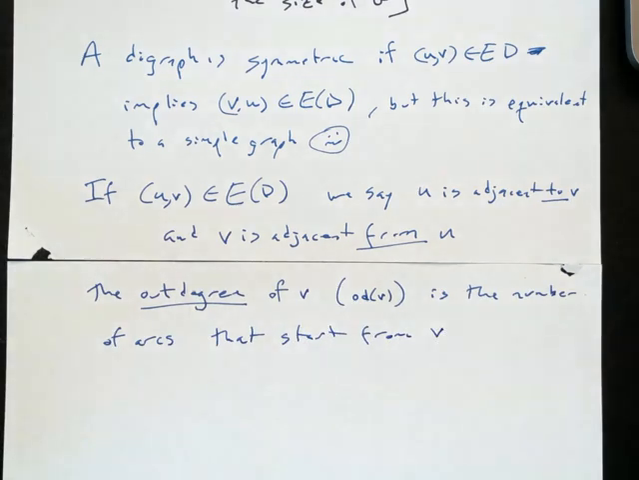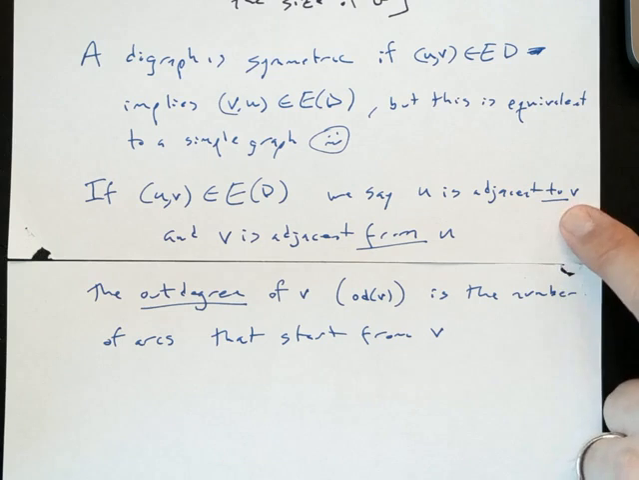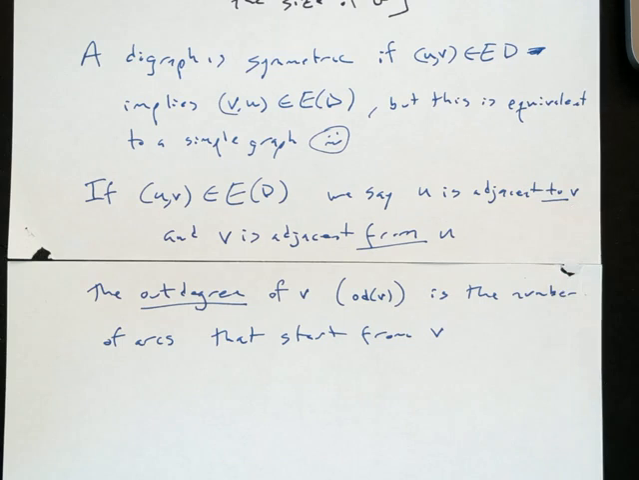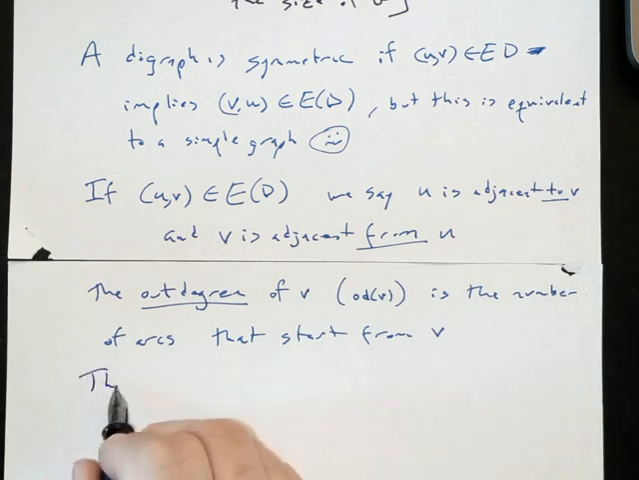So the out degree tells me the number of arcs that come out, or in other words, the number of things U is adjacent to. We're going from U. And therefore, we'll call the other way the in degree.